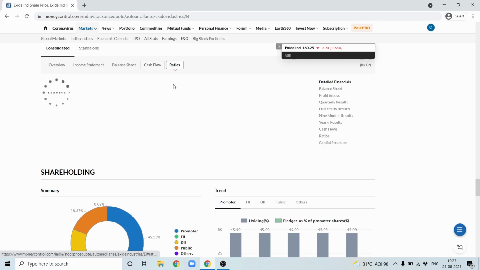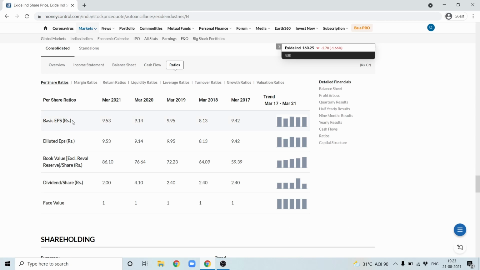And the other important thing is the earnings per share. So the earnings per share should continue increasing, and the book value of the share also, or the company, should also continue increasing. So it is a good sign in this company when you see here the book value is increasing from 59 to 86 and the earnings per share is maintained to a bit.